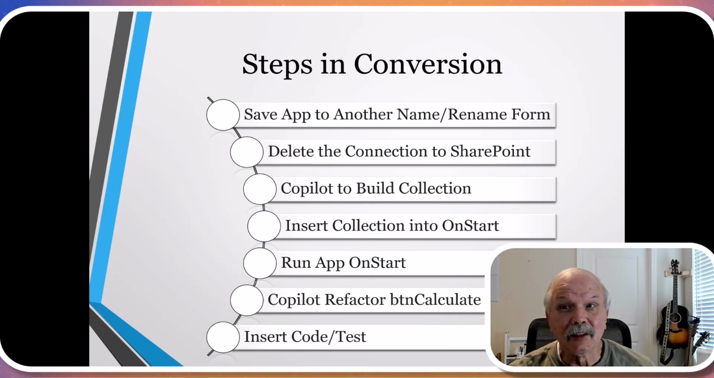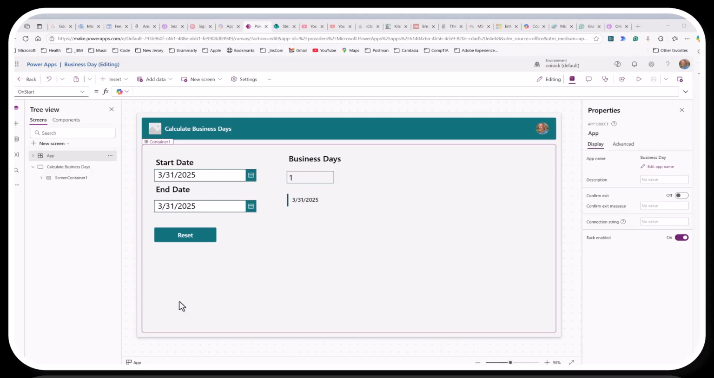And next to the last, we ask Copilot to refactor the code in button calculate, which was using the SharePoint list and will now use the connection. And finally, we insert the updated code back into button calculate and we test.